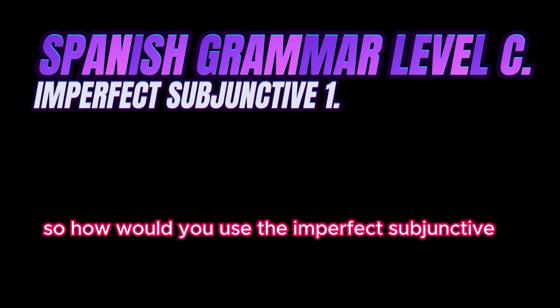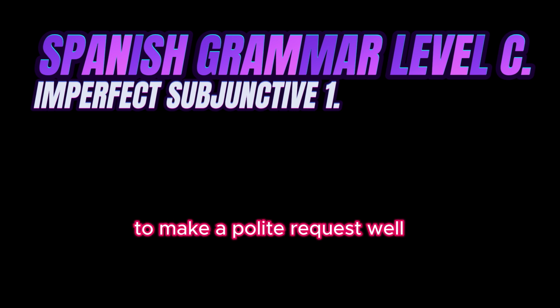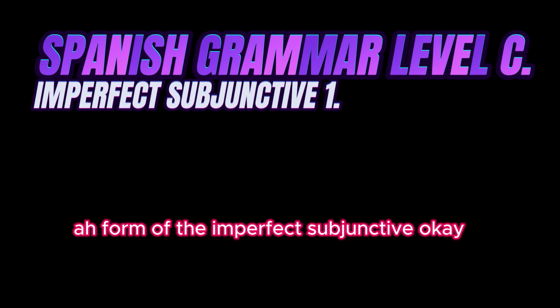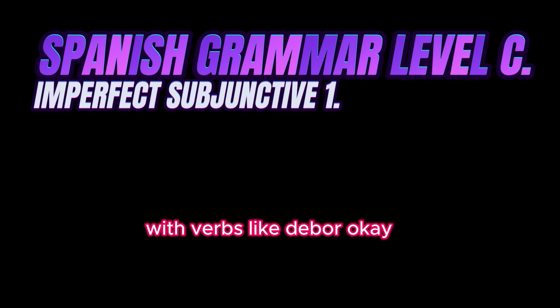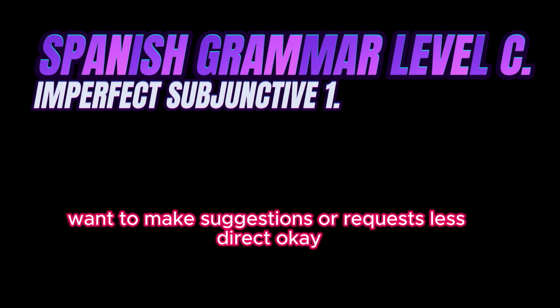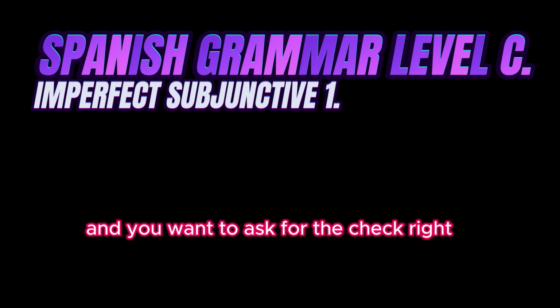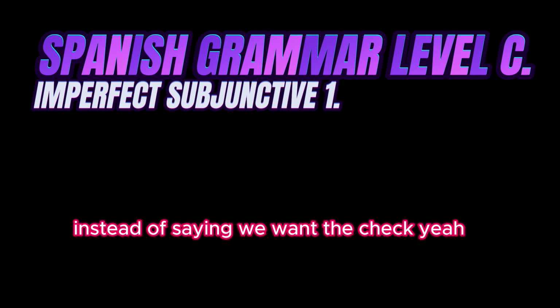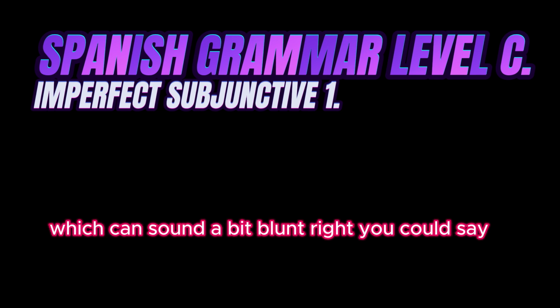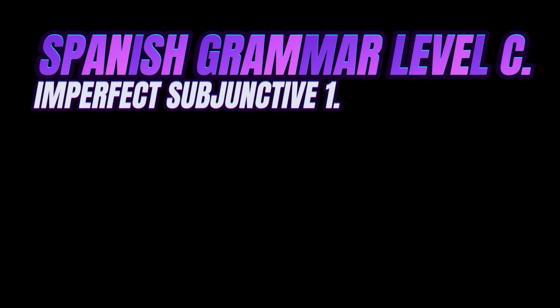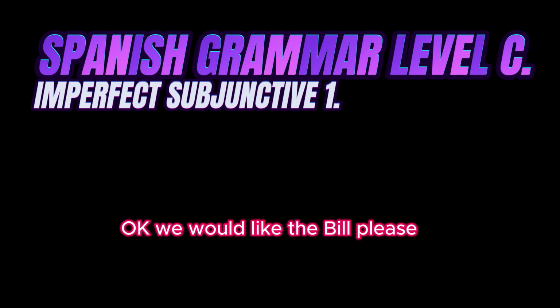That makes sense. So how would you use the imperfect subjunctive to make a polite request? Well, one common way is to use the -ara form of the imperfect subjunctive with verbs like deber, should, or querer, want, to make suggestions or requests less direct. For example, imagine you're at a restaurant and you want to ask for the check. Instead of saying, "We want the check," which can sound a bit blunt, you could say, "Quisiéramos la cuenta, por favor." We would like the bill, please.